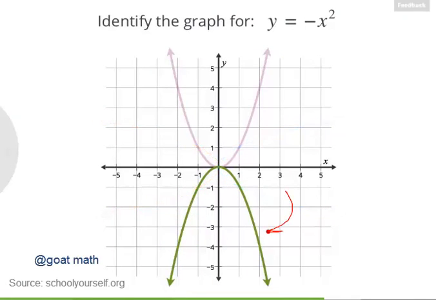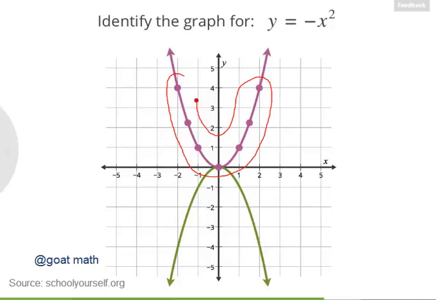Nicely done. So this is the graph for y equals negative x squared. One way to see this is that for every point on the graph for y equals x squared, you're now multiplying by negative 1 when you calculate the y-coordinates. So all the y-coordinates are now down here below the x-axis.